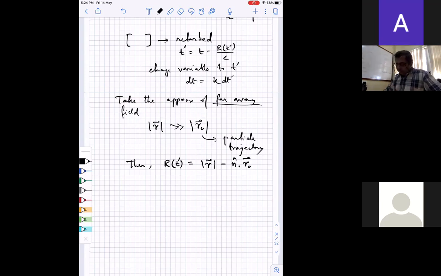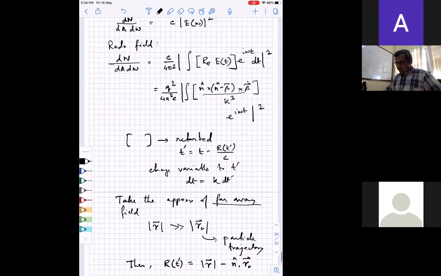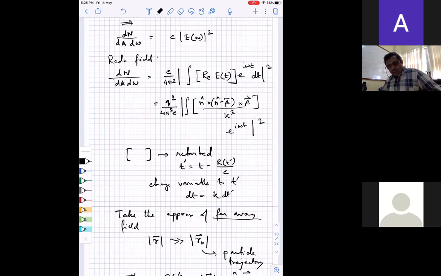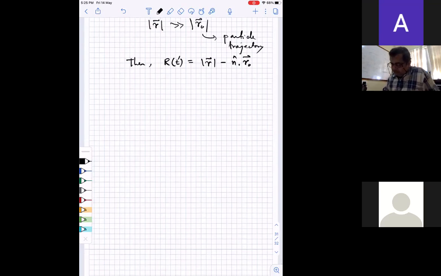So now again you feed this back into this equation. If you feed this back, then your t prime over here, this t, will be in retarded time, and that has an R and R cap. So all these things will go in, right? So then you feed back.